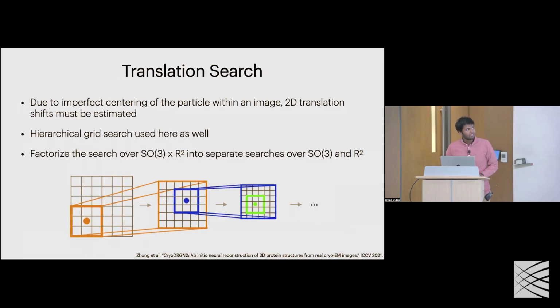One last note is that I've presented all that in terms of SO3, so rotations. But like I said, we do also have to estimate these 2D translational shifts. And doing so, we can use very similar techniques. As I said for the rotations, in particular, we can still do this sort of hierarchical grid search, discretizing the space of 2D translations.